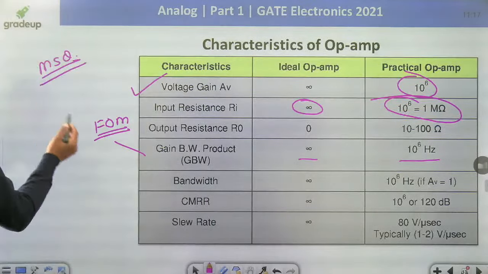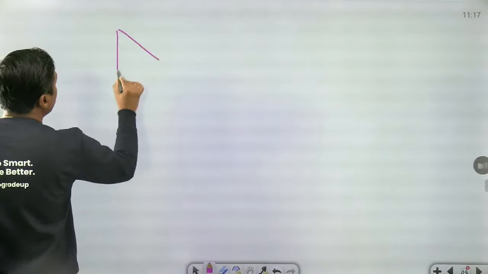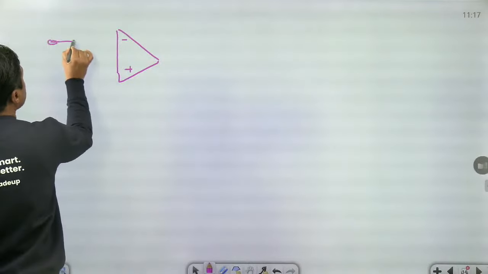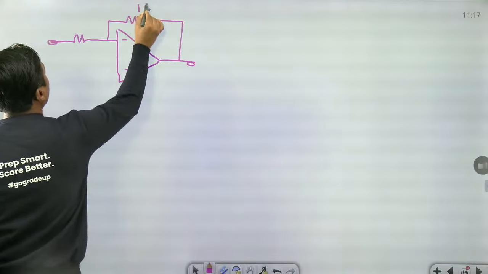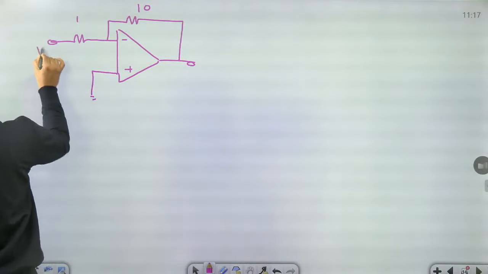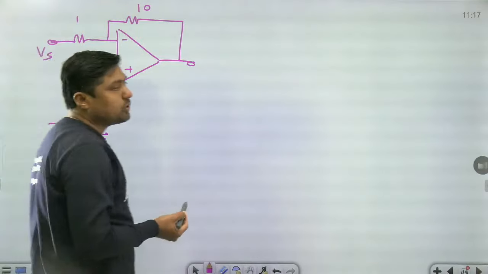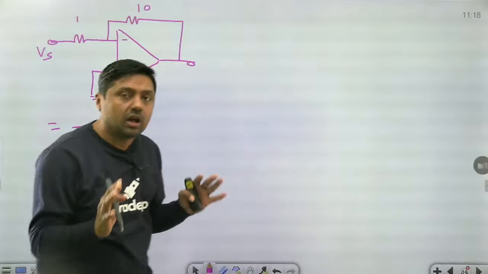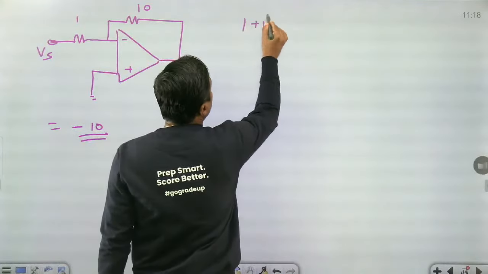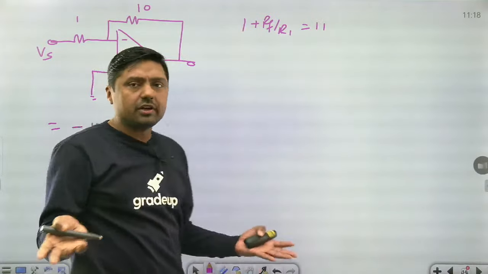Everyone, give me the answer for the question. You will get the MSQ. Always remember, what is the gain of the inverting operational amplifier? Minus RF by R1, that is minus 10. What is the gain of the non-inverting operational amplifier? 1 plus RF by R1, that is 11. Only 11. Then the gain is very small.